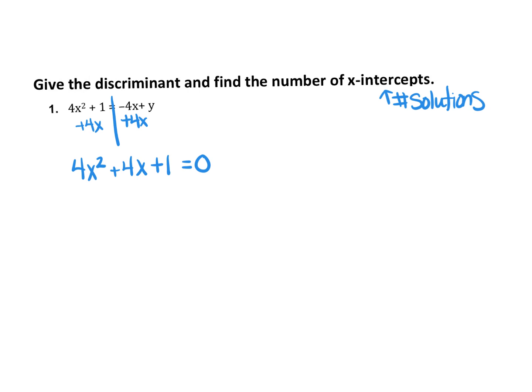And now we're going to plug it in to the discriminant, b squared minus 4ac. And again, we have to assign our variables.